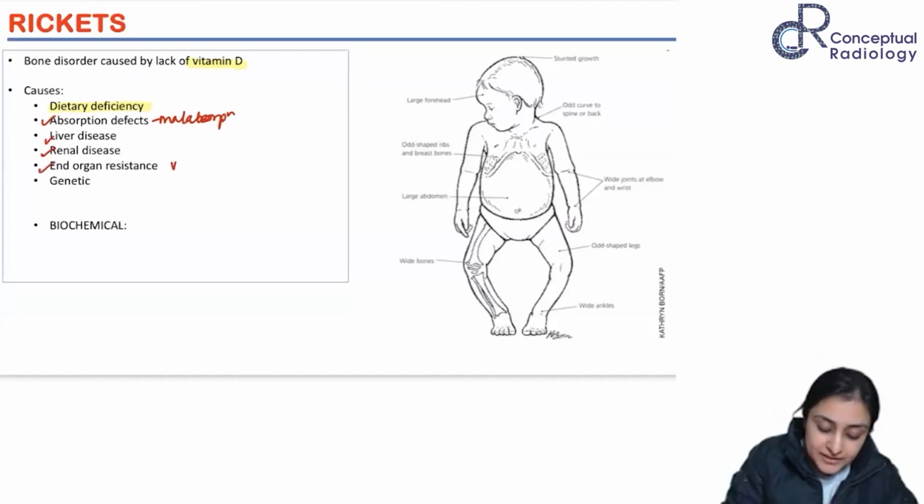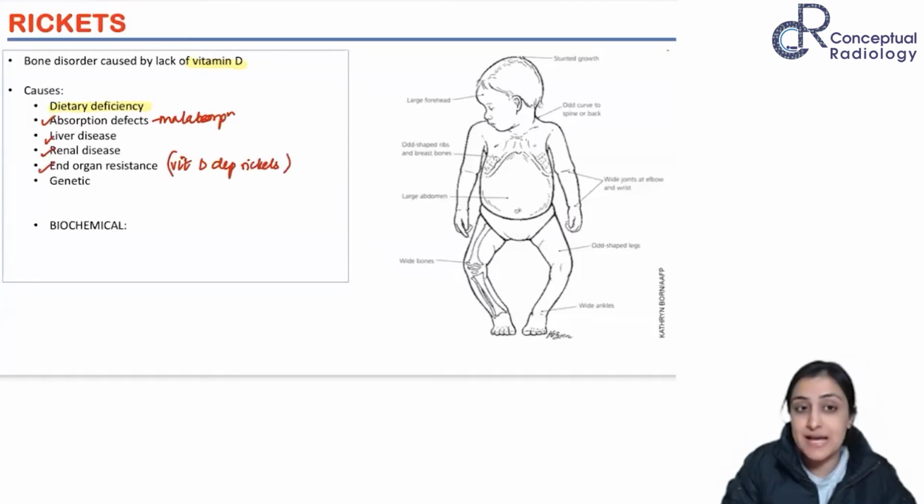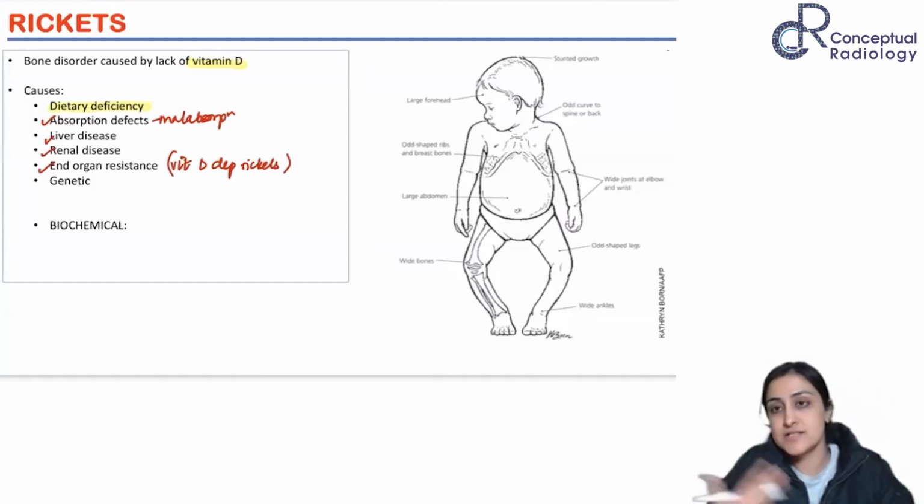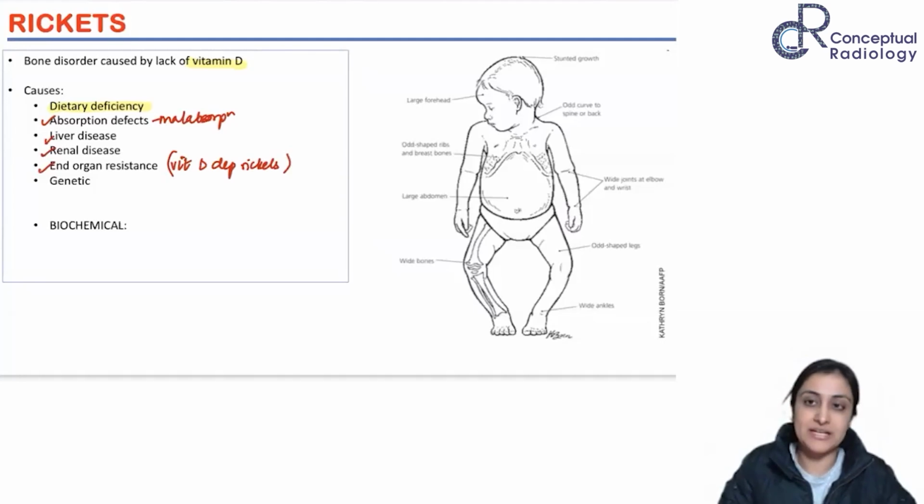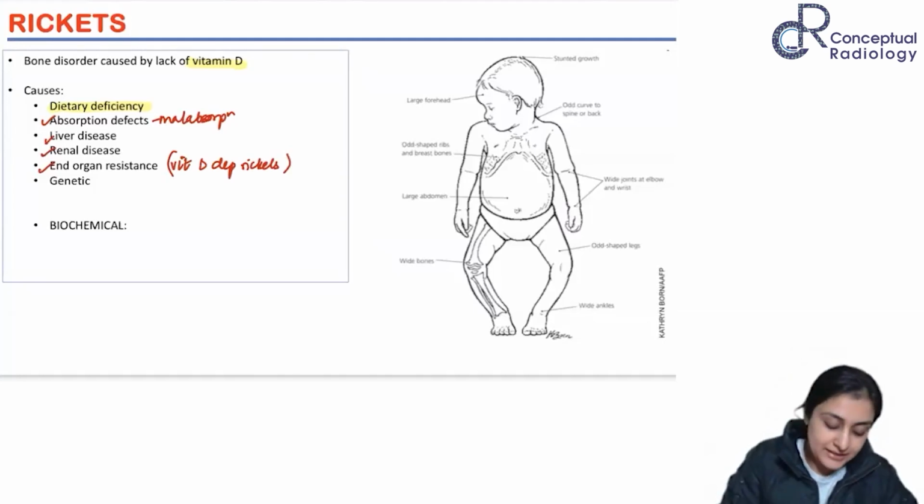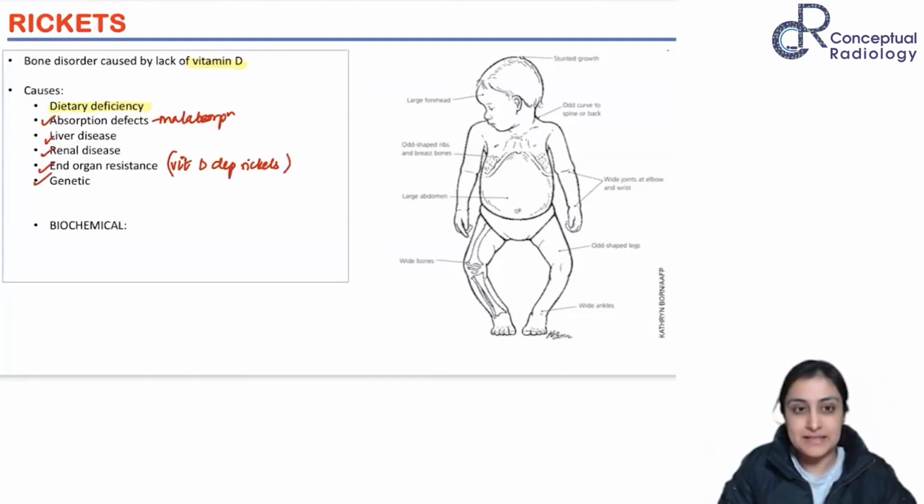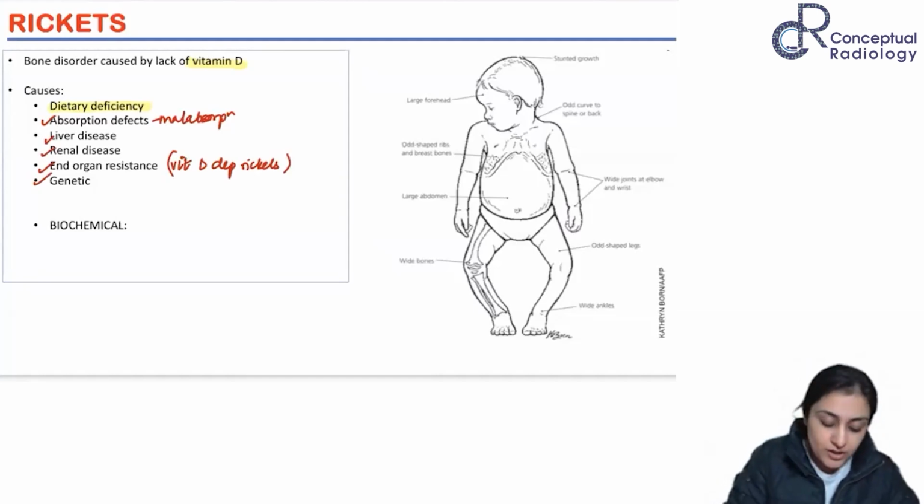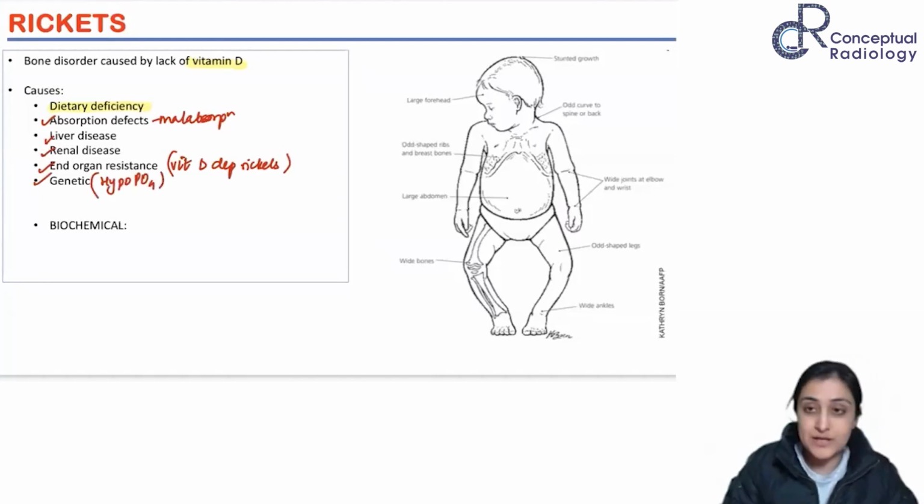Vitamin D dependent rickets. What is vitamin D dependent rickets? Even though vitamin D is high, because of end organ receptor damage, there is going to be no effect of vitamin D. So this presents as resistance to even giving vitamin D, that is end organ. And then there may be genetic issues about rickets, which is mainly this vitamin D dependent rickets, or a type of hypophosphatemic rickets. Okay, so this is where you don't have phosphate getting absorbed.